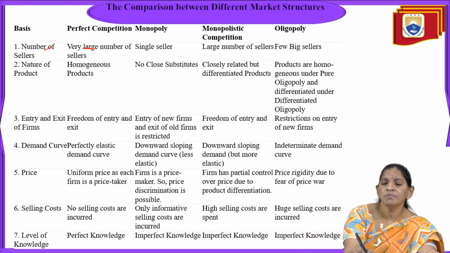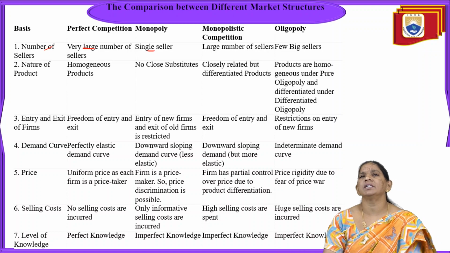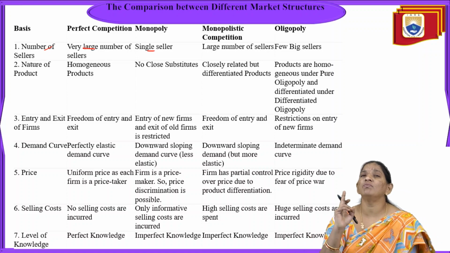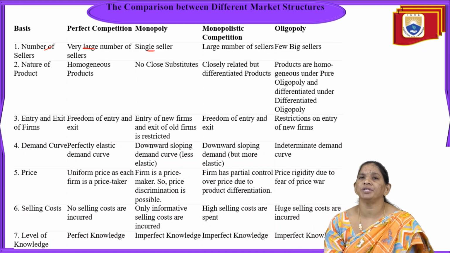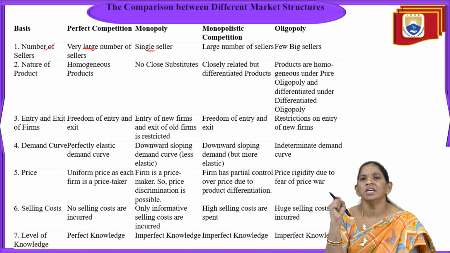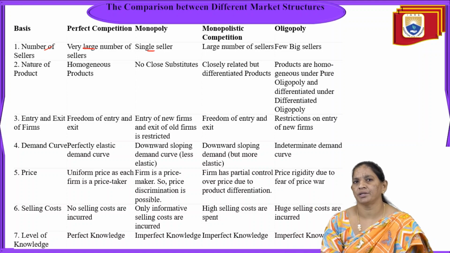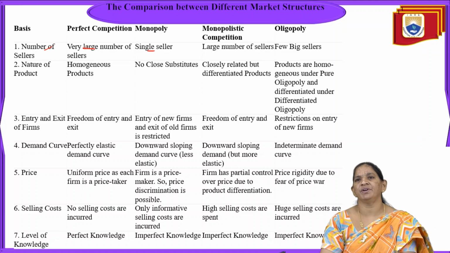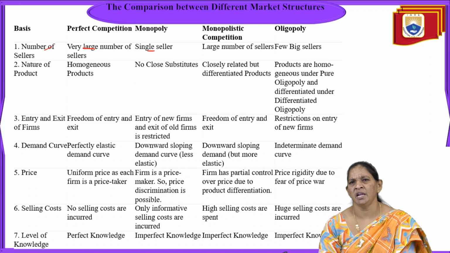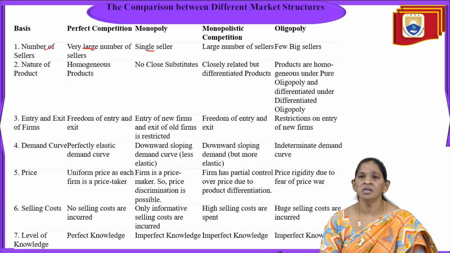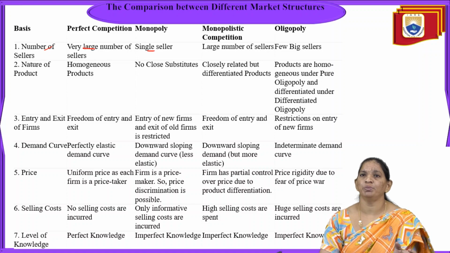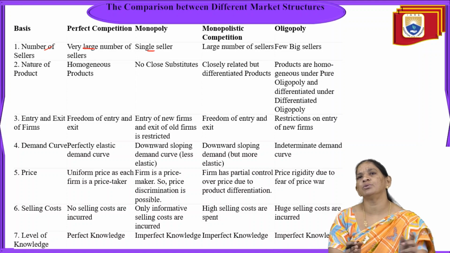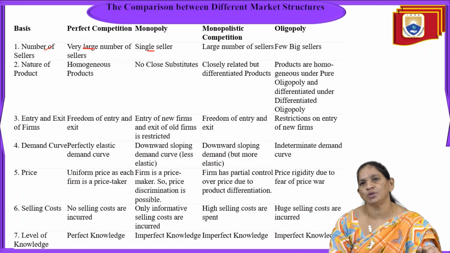But when you come to the second structure, monopoly, only one person, a single seller, will be there. They are the only person giving the product. And in case of monopolistic competition, we can also identify a large number of sellers. Why? Because in monopolistic competition, similar products, meaning close substitutes, are there. So that's why a large number of sellers will be there.